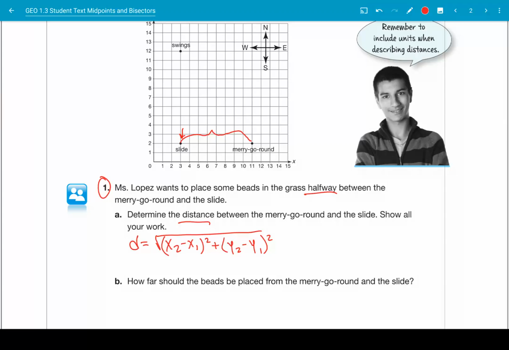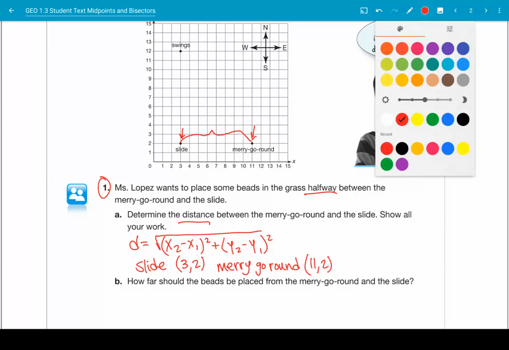Now, I want you to find where is the slide located on the coordinate plane. Take a moment to locate the slide on the coordinate plane. Okay. If you wrote down that the slide is located at 3, 2 on the coordinate plane, you are correct. Now take a moment to find the merry-go-round on the coordinate plane. If you found the merry-go-round located at 11, 2, you are correct. The merry-go-round is located at 11, 2.